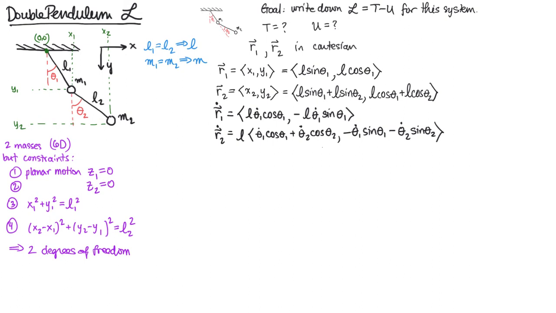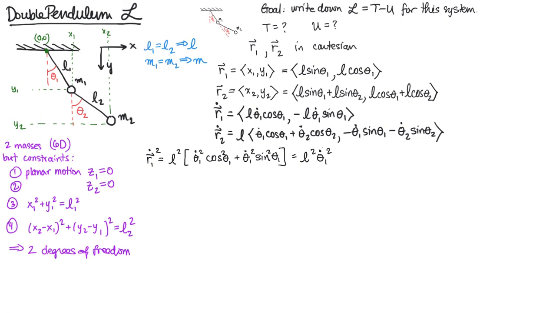So we are going to need to know velocity squared terms. So our velocity squared terms would be r1 dot dotted into itself. So that would give us an overall L squared times theta 1 dot squared cos squared theta 1 plus theta 1 dot squared sine squared theta 1. And that simplifies down to L squared theta 1 dot squared.